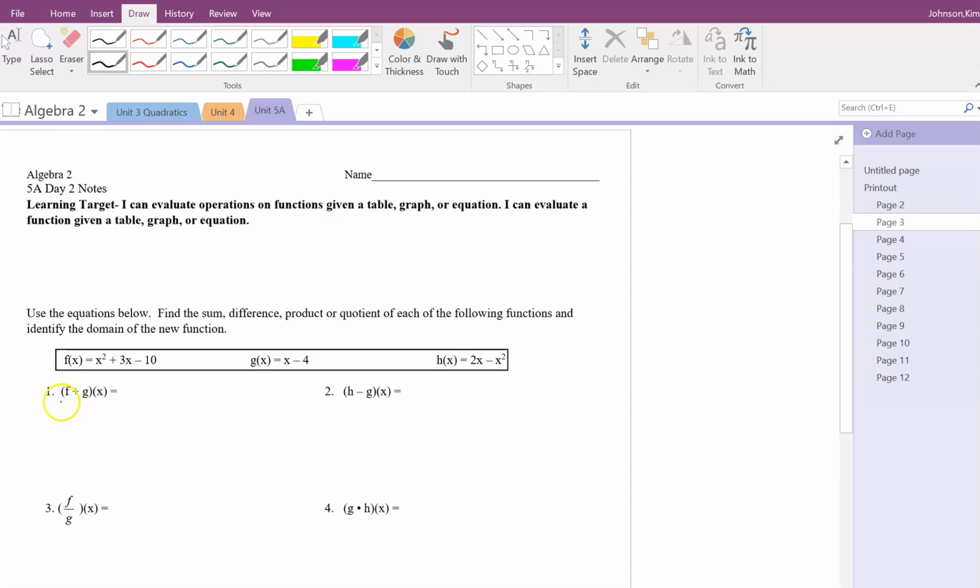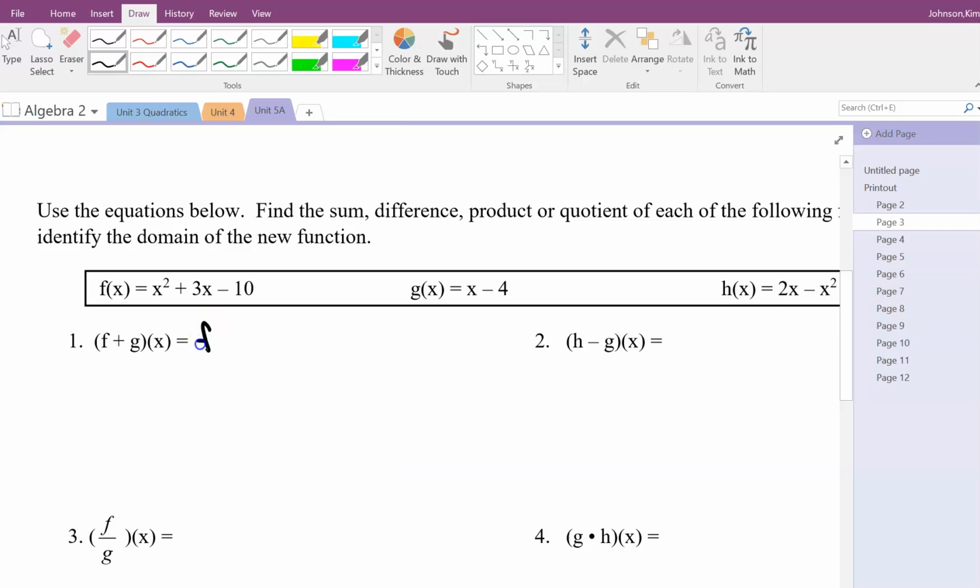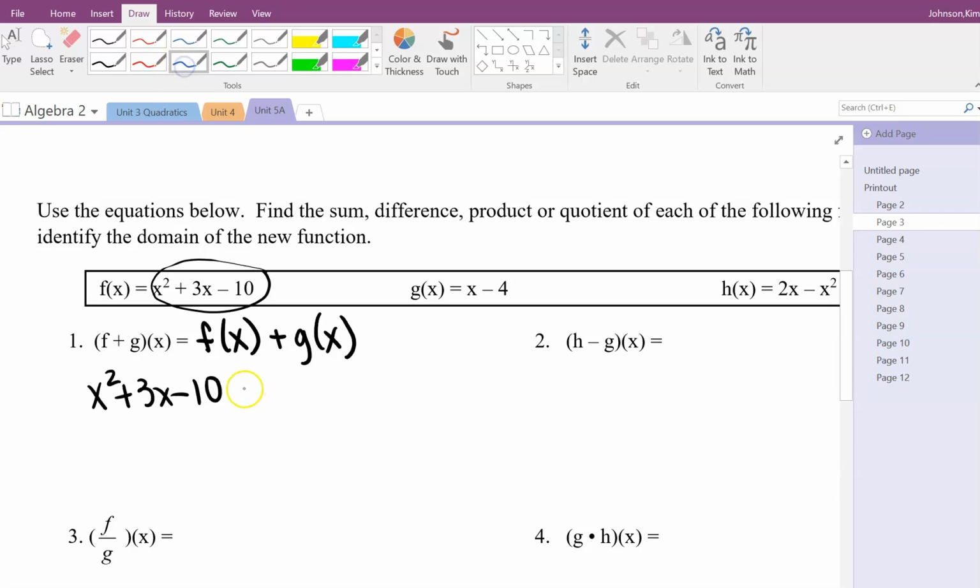So if I want to take f plus g of x, okay, I'm going to think of that the same as I did in the day one notes. I'm going to think of that as taking f of x plus g of x. Okay, so now that means that I'm going to take the entire function f of x, which is x squared plus 3x minus 10, and then I'm going to add to it the entire function g of x, which is x minus 4.